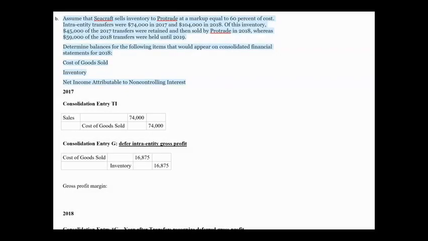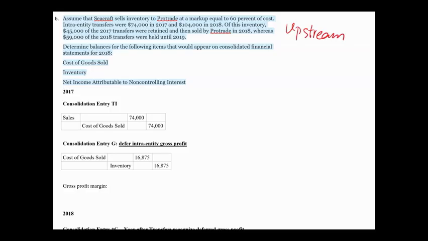Situation B. Assume that Seacraft sells inventory to ProTrade at a markup equal to 60% of cost. So in this situation, the main difference is that right now the subsidiary is the seller and the parent is the buyer, which means that this is the upstream transfer.